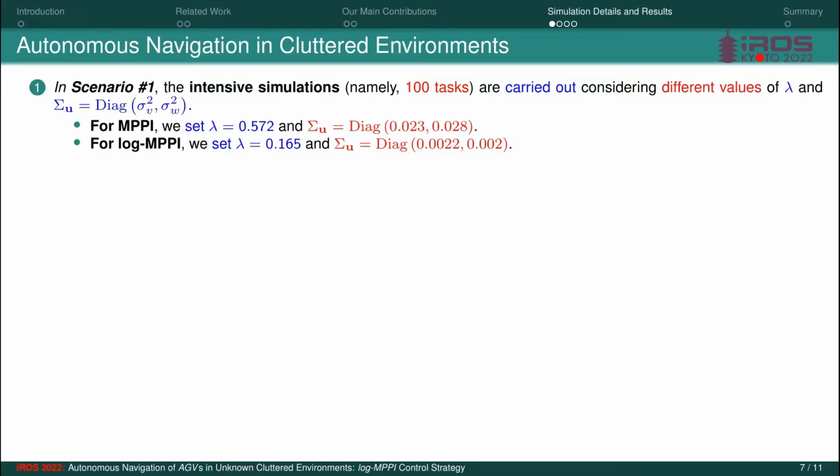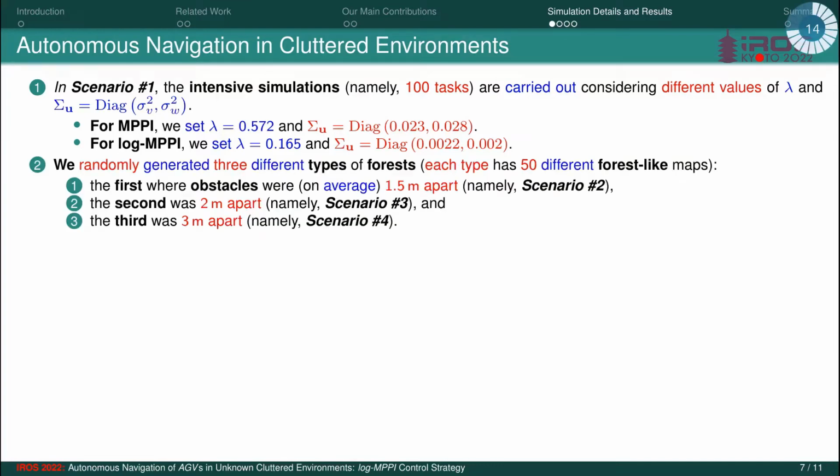In the first scenario, the intensive simulations are carried out considering different values of lambda and sigma, with the aim of choosing the best set of values that respect the control constraints. Then we randomly generate 3 different types of forest. Each type has 50 different maps. In the first type, the obstacles were 1.5 meters apart. The second was 2 meters apart, while the third one was 3 meters apart.